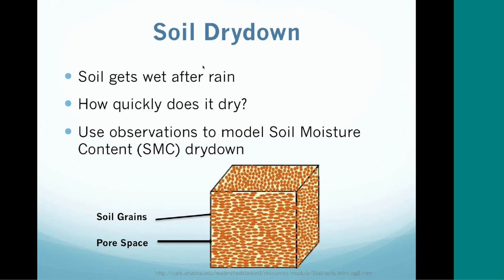So as you can see in this diagram, soil moisture content is basically you have a volume of soil and a volume of water. So we're comparing how much volume of water is in this volume of soil.